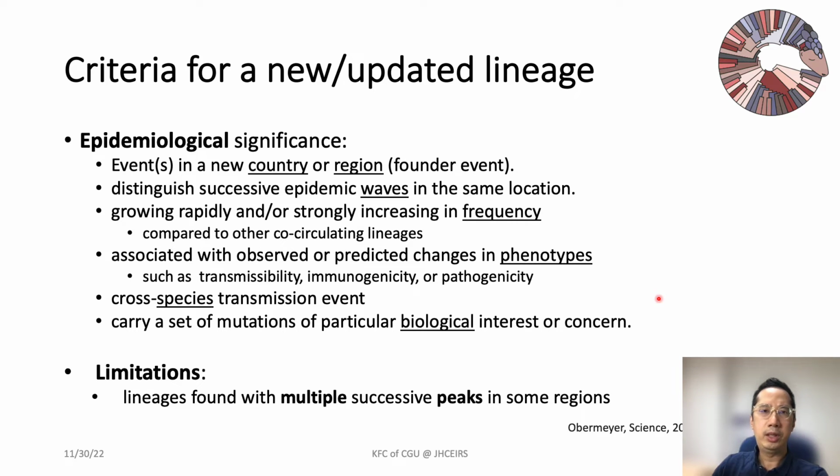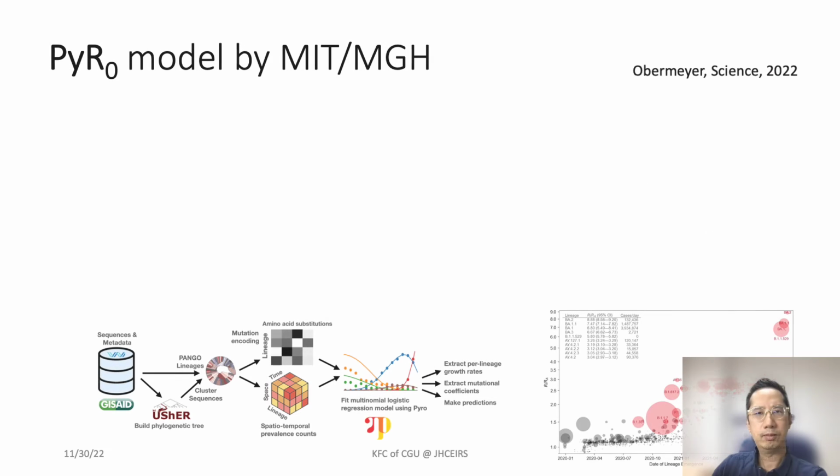Therefore, this is their limitation. It sometimes couldn't reflect the real epidemiological or genomic evidence of the new lineage. In a recent publication in Science, they identified that some lineages classified by the PangoLEARN system have multiple successive peaks in some regions. So let's take a closer look at this paper.